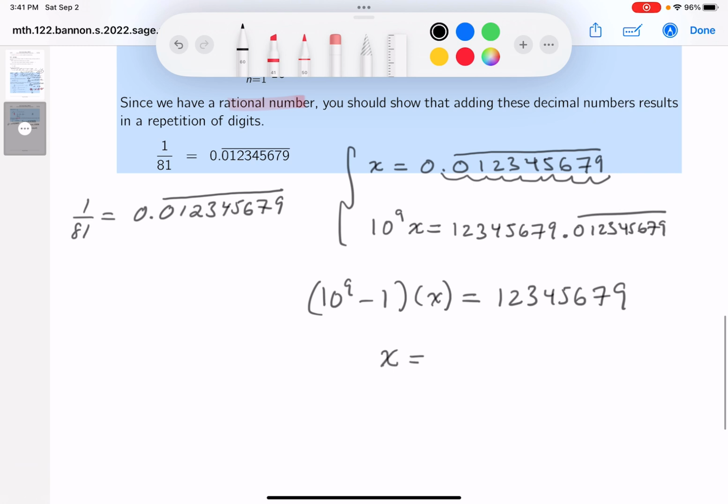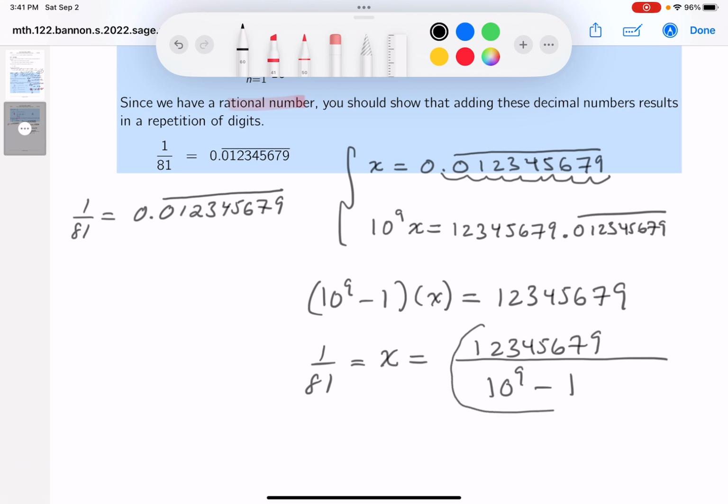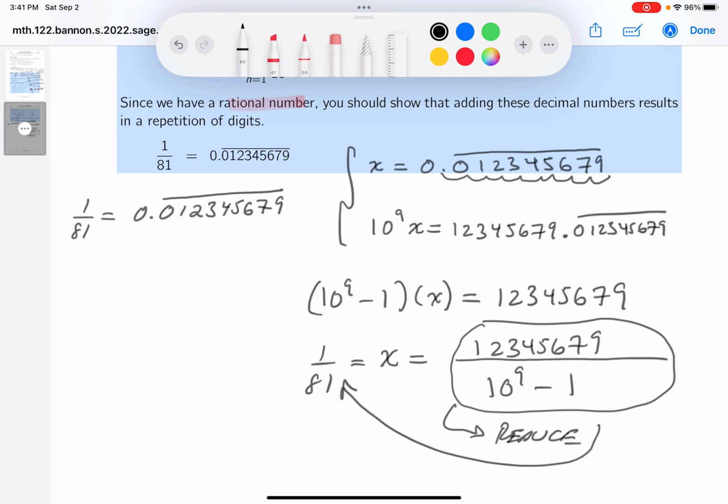What's x? Let's write this down. 1, 2, 3, 4, 5, 6, 7, 9 over 10 to the 9 minus 1. Now, someone could say, that's crazy, that number there. That number is supposed to be 1 over 81. What I want to suggest, though, is that you try this on your own. Try to reduce this number. And it's going to reduce to that. Thank you.